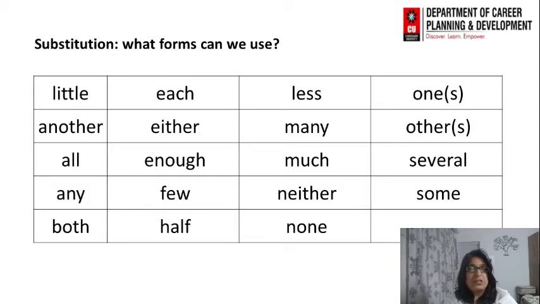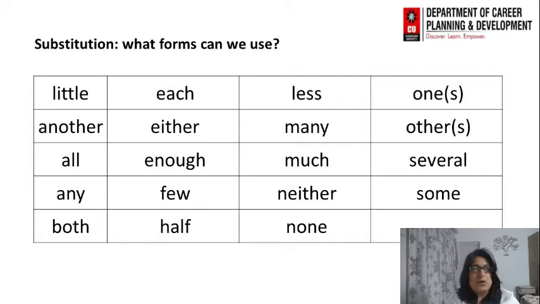Now let's have a look at "so" as a substituting verb. We can use "so" as a substitute in a number of ways: for an adjective, as an object clause, and as an exclamation also. So let's have a look. Substitutes for nouns, let's have a look at that.